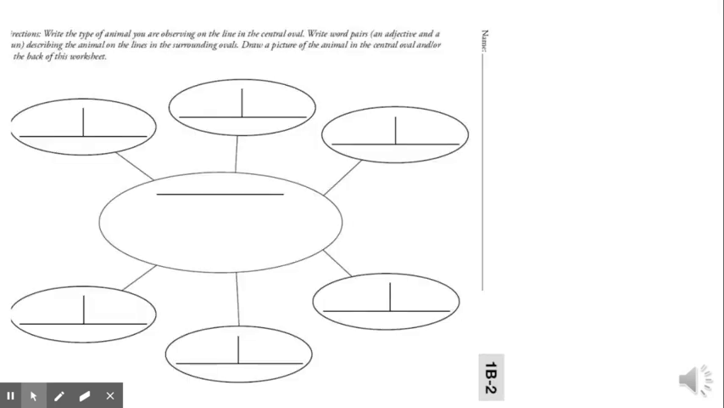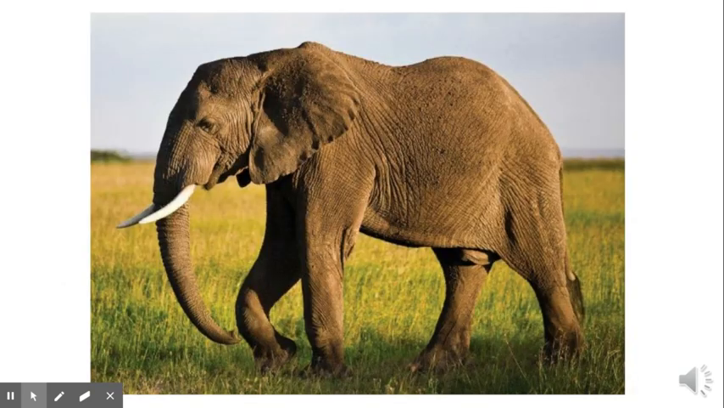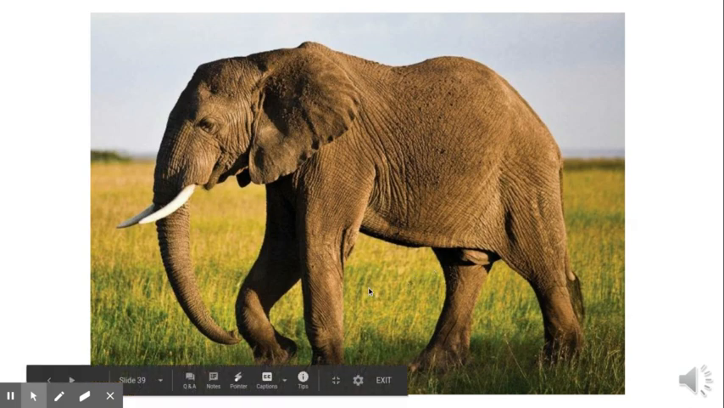We're going to look at this chart together at our afternoon wrap-up. We're going to look at a picture of an elephant and talk about what we see and the unique characteristics of elephants. So start thinking about that before we come together again this afternoon. Good job, guys. I hope you enjoyed this lesson.